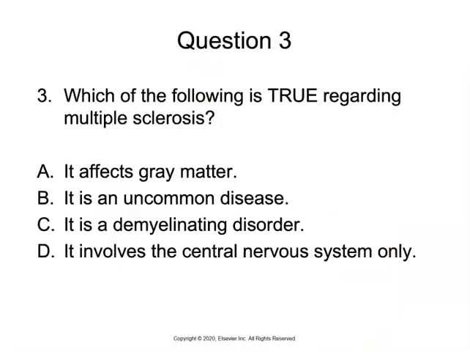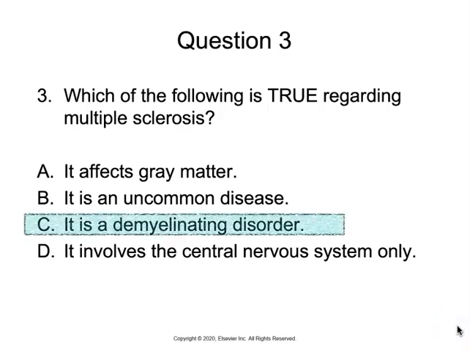And here is a third question for you. Which of the following is true regarding multiple sclerosis? If you answered C, you are correct. And of course, this is within our central nervous system for multiple sclerosis.